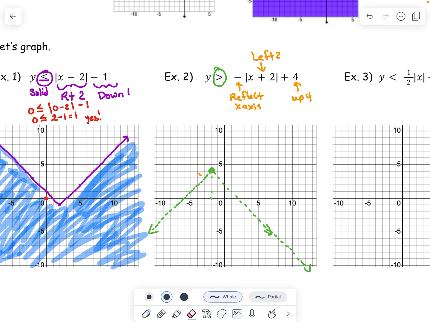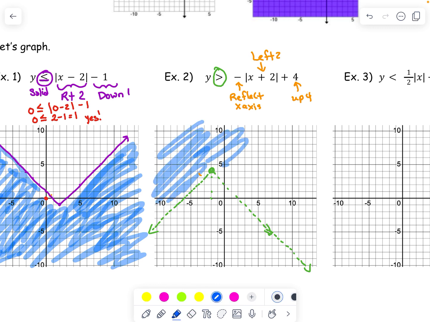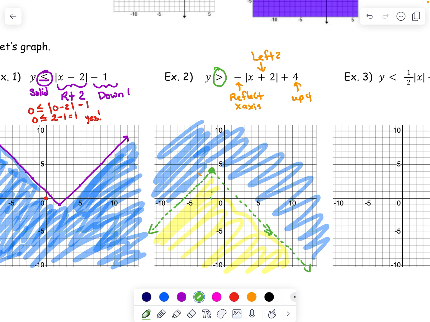Okay, so now what do we have? We have a blue shaded region. Now that's outside. And we have a yellow shaded region, which is inside. Okay, we have to decide which one has the true solutions. Okay, well, let's check. Is 0, 0 on our boundary? No, it is not. So we can try 0, 0 again.